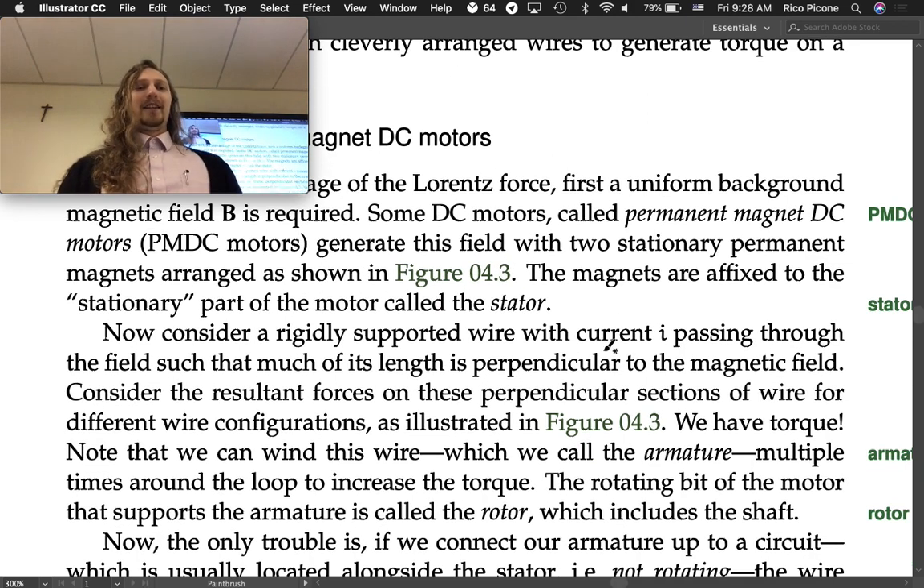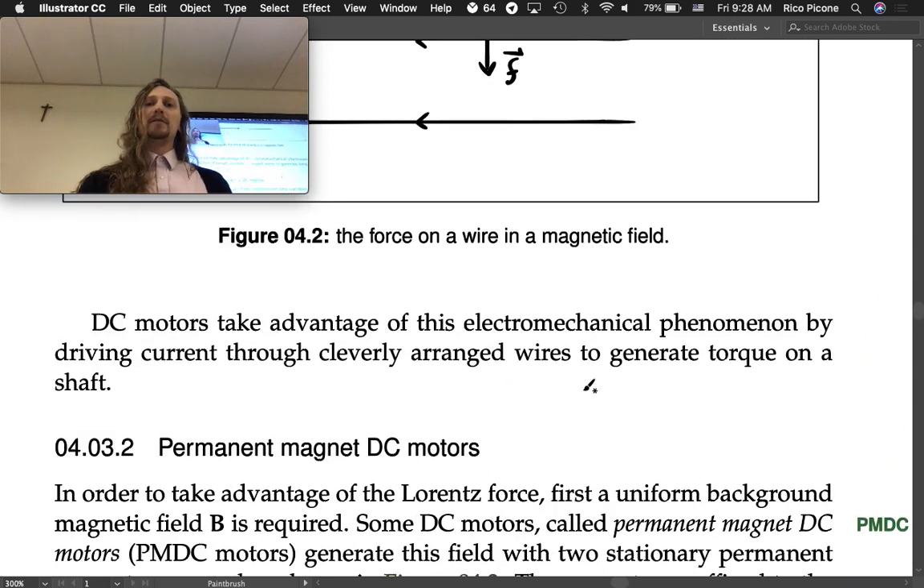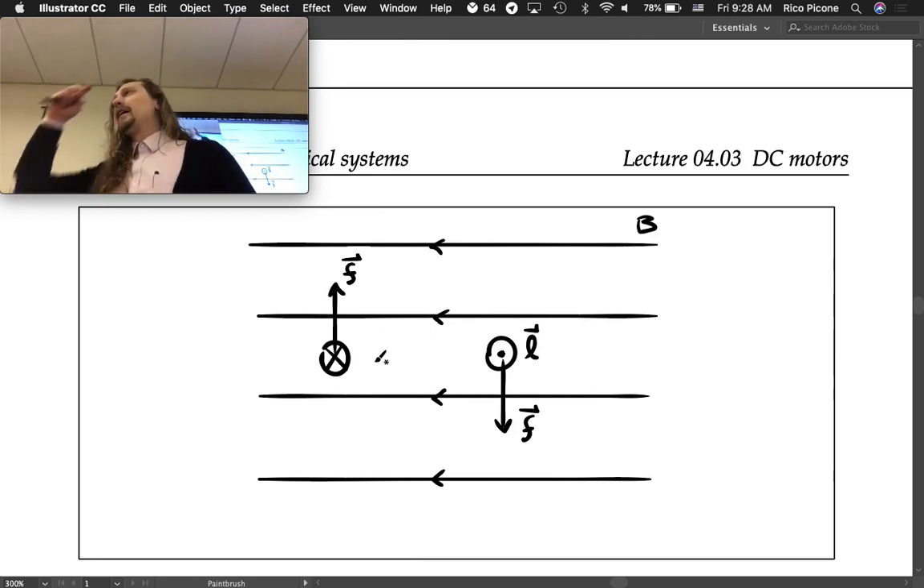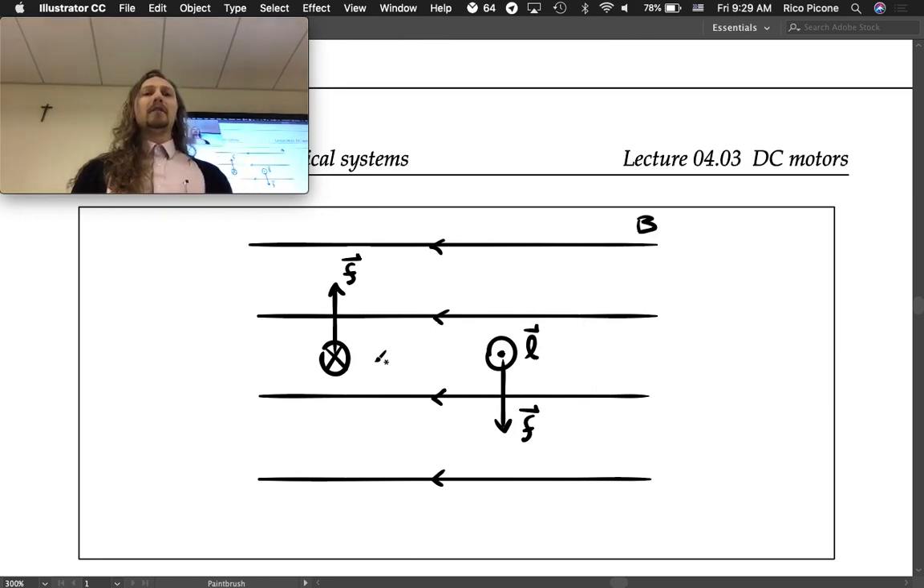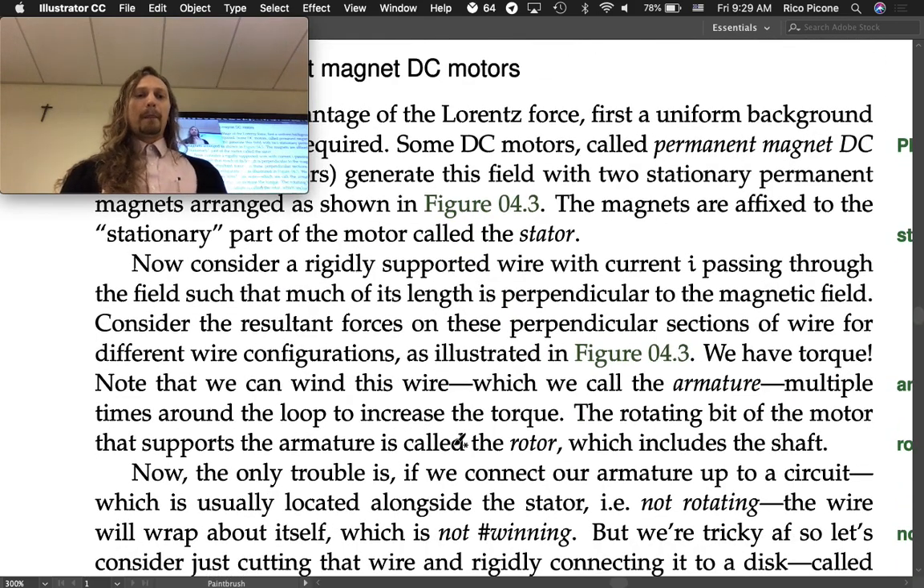Stationary, stator. Now consider a rigidly supported wire with current I passing through the field such that much of its length is perpendicular to the magnetic field. So that's the arrangement that we had up here, right? We had the wire going perpendicular to the magnetic field. So we want a good portion of this wire to have this perpendicular orientation. Consider the resultant forces on these perpendicular sections of wire for different wire configurations, as illustrated in Figure 4.3.